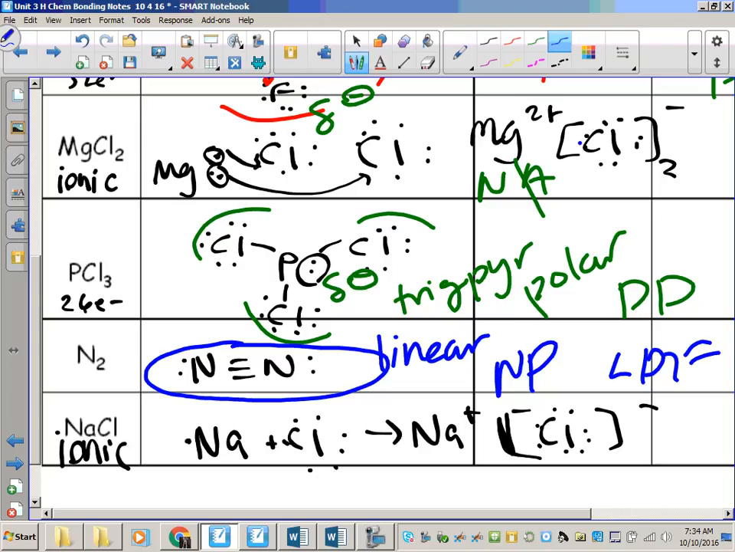Each chlorine gained 1 electron. Each of them has 1 negative charge. So a 1 minus is a 1 negative charge. And since there are 2, I just popped a 2 out there; you could also draw it twice.